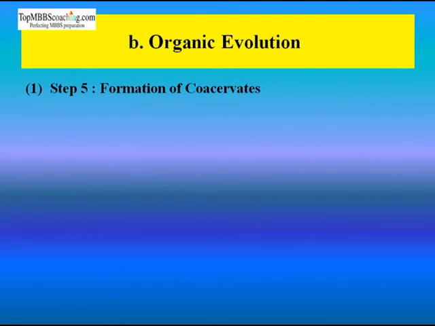Next, step 5 is organic evolution. In it, the first step is formation of coacervates. Oparin believed that the formation of proteins was a very important step towards the origin of life. Due to their amphoteric nature, these colloidal structures were able to maintain their identity in spite of being surrounded by water molecules, forming a type of emulsion. And the coalescence of these colloidal structures led to the formation of structures called coacervates.